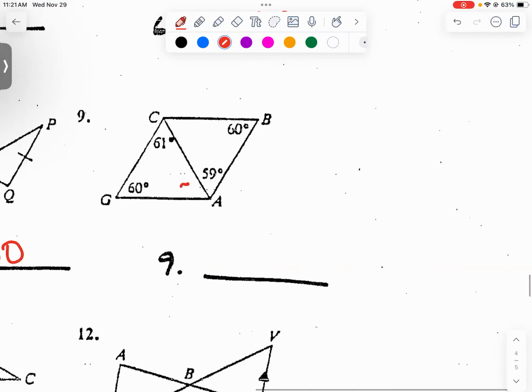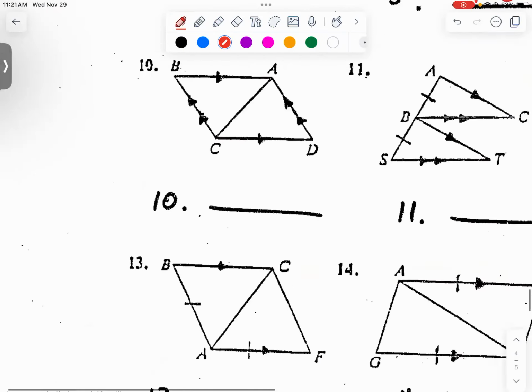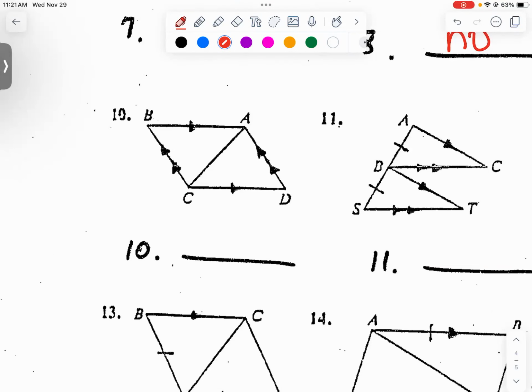Okay, now this guy. Oh, this one. I knew how to do this one. Angle, side, angle. Angle, side, angle. Come on, guys. Rock it. Okay, what about this guy?